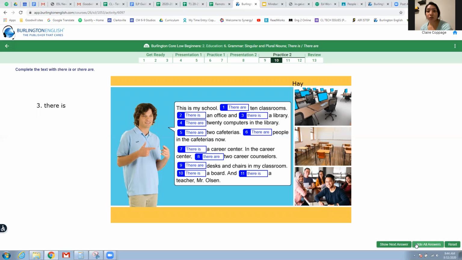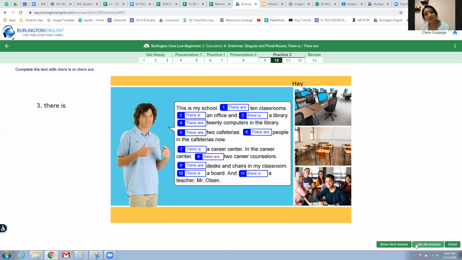This is my school. There are 10 classrooms. There is an office and there is a library. There are 20 computers in the library. There are 2 cafeterias. There are people in the cafeterias now. There is a career center. In the career center, there are 2 careers.